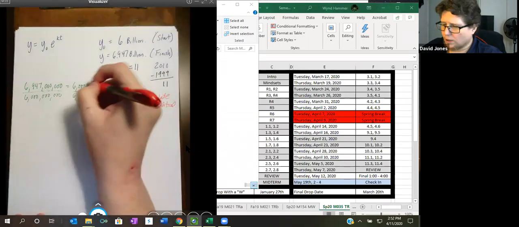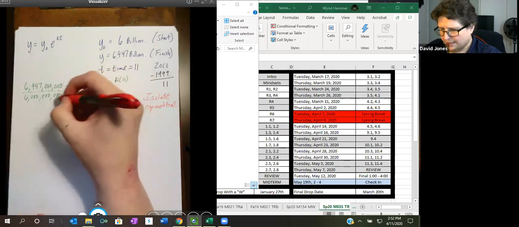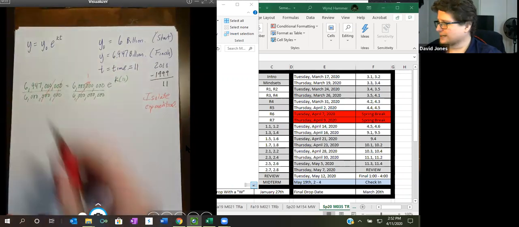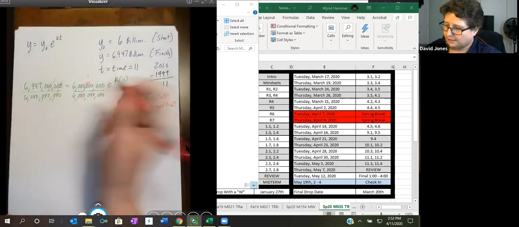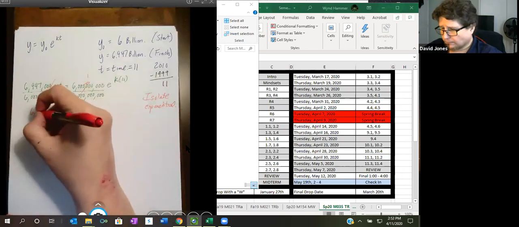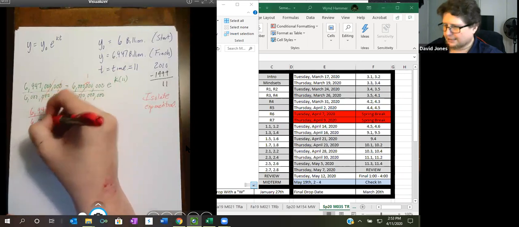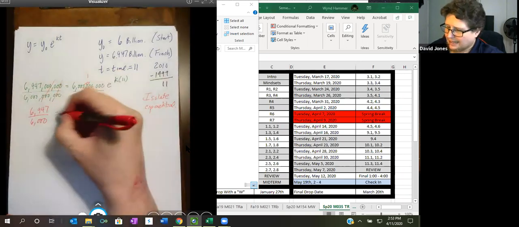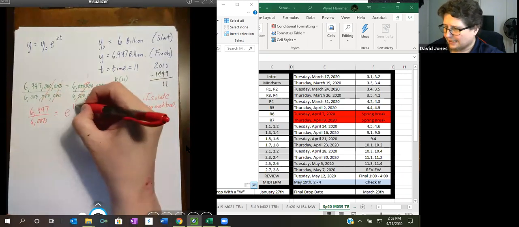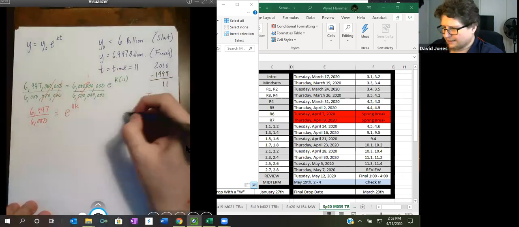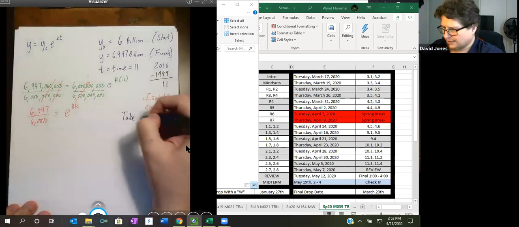Of course, that's 1 here. The zeros cancel like that. We've got 6,947 over 6,000. I don't think it simplifies much more than that. Equals e to the 11k. And then how do we deal with that? Take natural log of both sides.